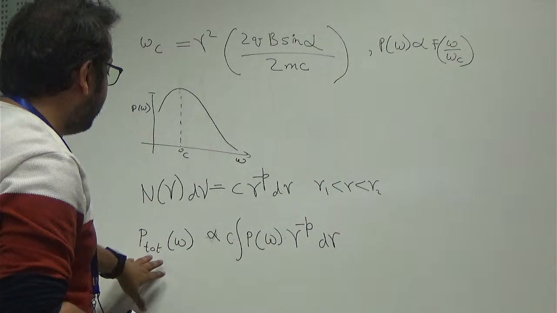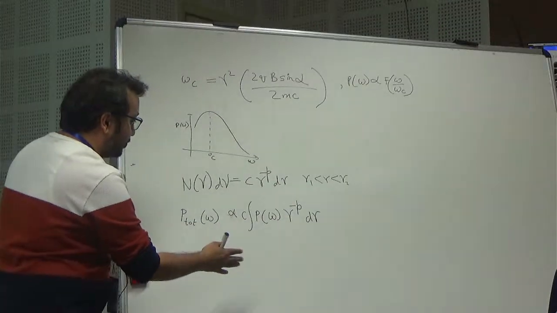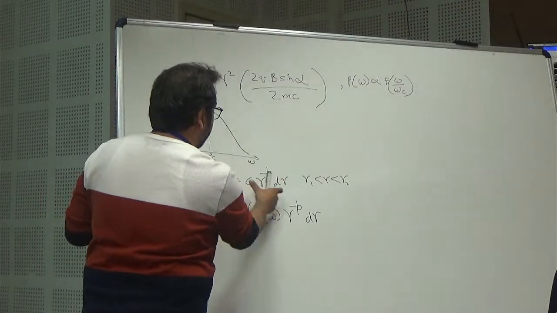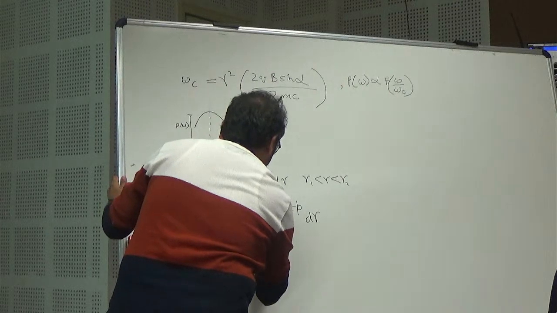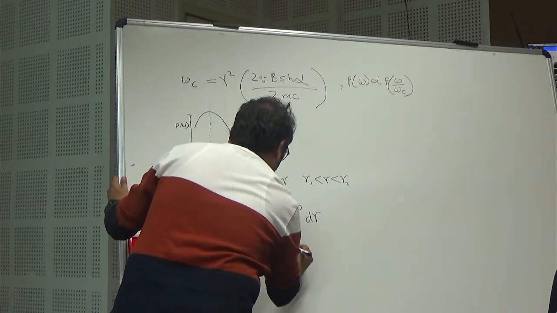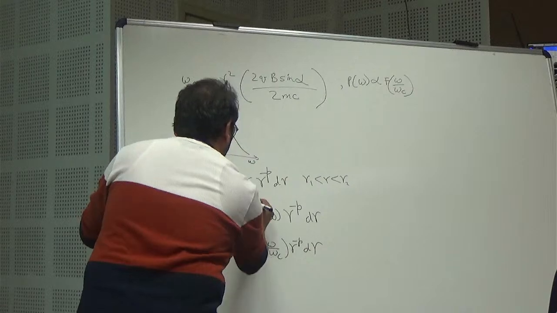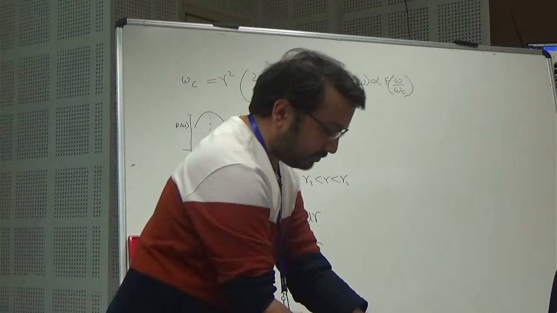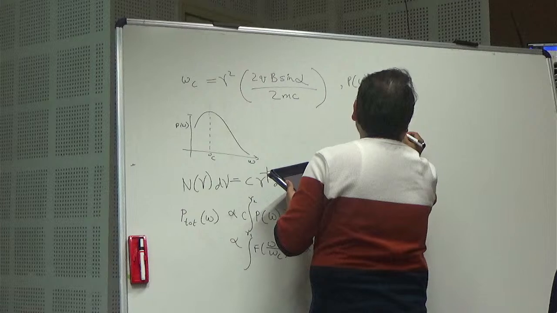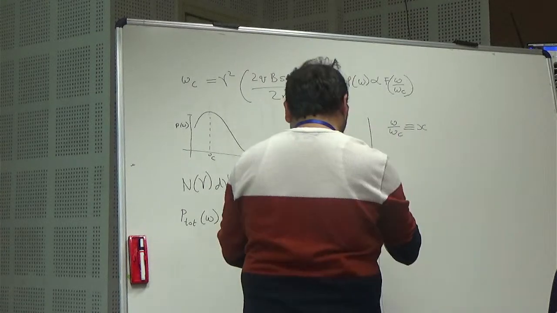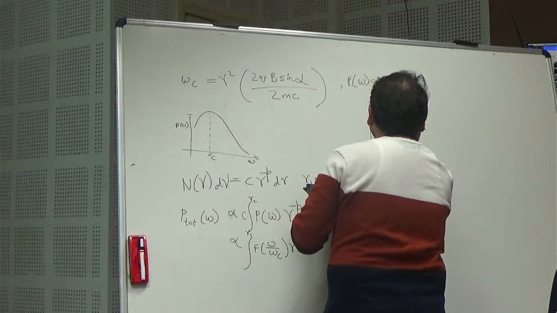So you can use both of these facts when you want to look at the power spectrum, which is what we are doing, of the ensemble of electrons. You take emission from one and look at what the energy distribution of electrons is. And this P of omega you can replace by that. Then this is going from gamma 1 to gamma 2. You can just do one change of variable, just consider omega by omega c to be x. And you can do all of this and finally write what you get. This is the P total.